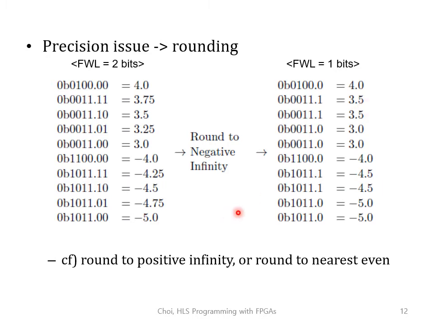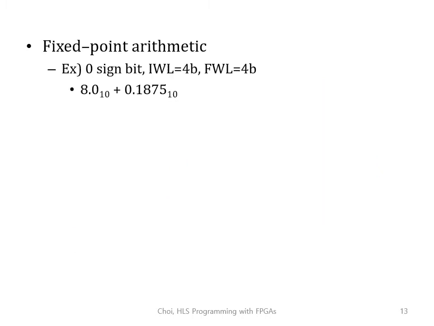Note that there are other rounding schemes like round to positive infinity or round to nearest even. Now let's think about the arithmetic in fixed point. Suppose that there's no sign bit, IWL is 4 bits, and the FWL is 4 bits. And we're going to add numbers 8 and 0.1875.